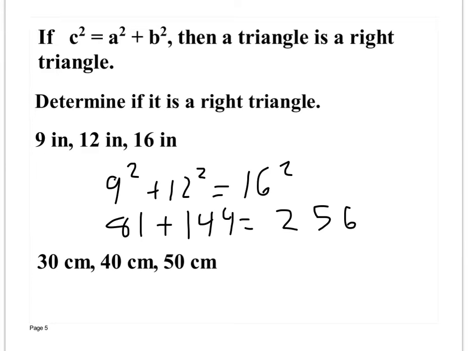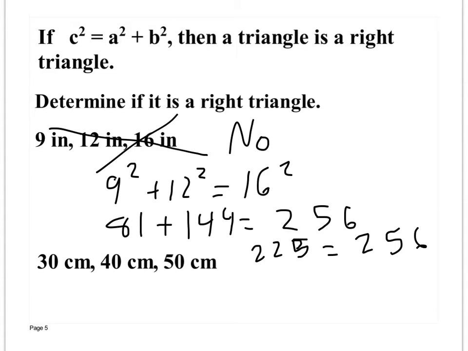81 and 144 give you 225. Is that 256? No. So is this a right triangle? No. Basically, you just do the two lowest ones, and it should equal the longest. Now let's do 30, 40, and 50.